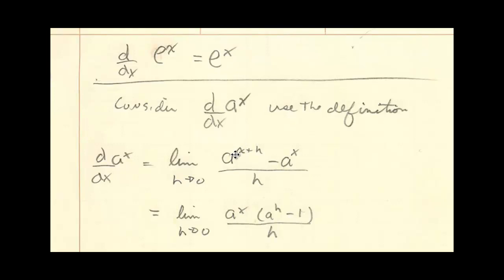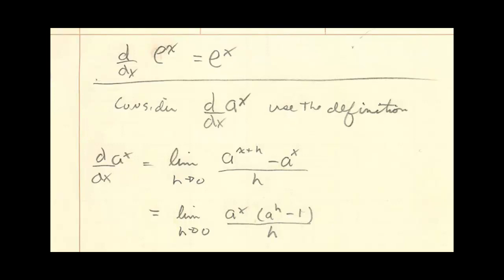Oh look, there's an a to the x in each of these. A to the x plus h is a to the x times a to the h, and the a to the x will factor out of both of those terms, leaving a to the x times the quantity a to the h minus 1 all over h. And you can put it back in there and see that that's so. And then what you should notice here is that a to the x has nothing to do with h, therefore that a to the x can be pulled out in front of the limit.